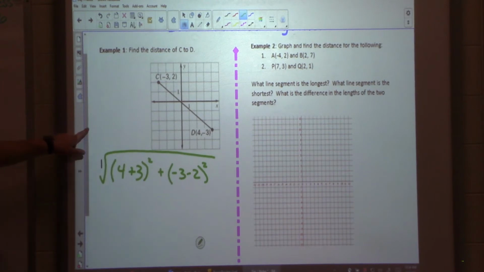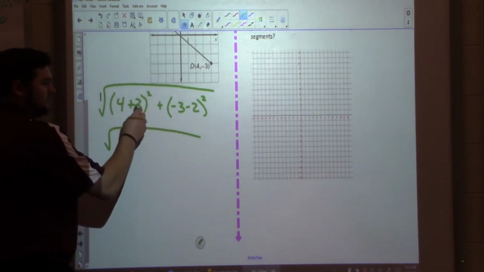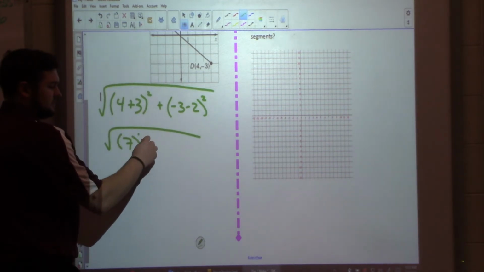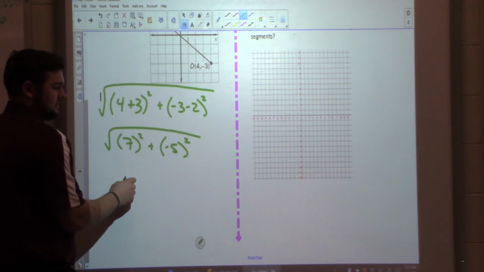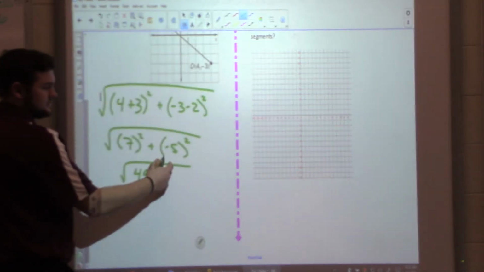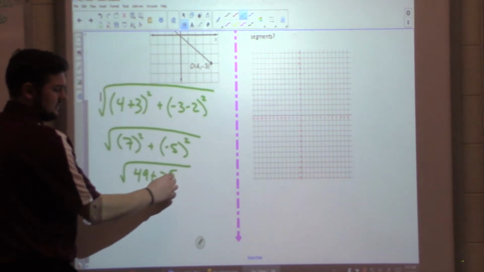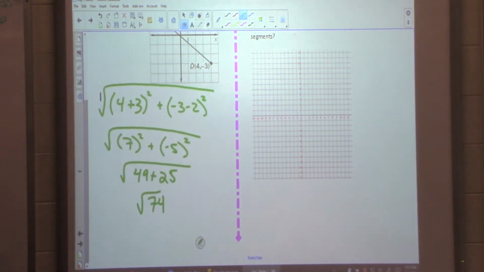Well, once I plug it into the formula, guys, it's just doing math then. I get 4 plus 3 is 7 squared plus negative 3 minus 2 is negative 5 squared. Well, I get 49 plus 25, which is square root of 74. Now, do you think you should change it to a decimal? No, we should probably use simplified radical form.